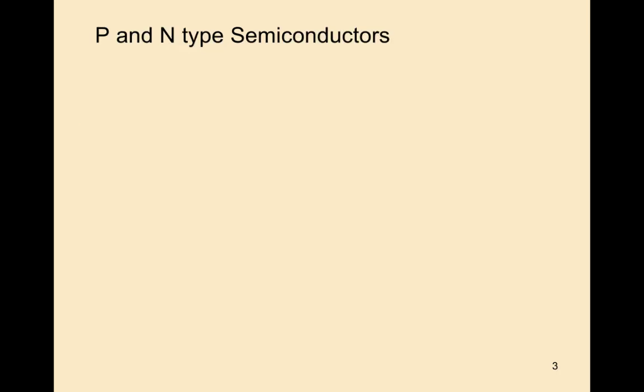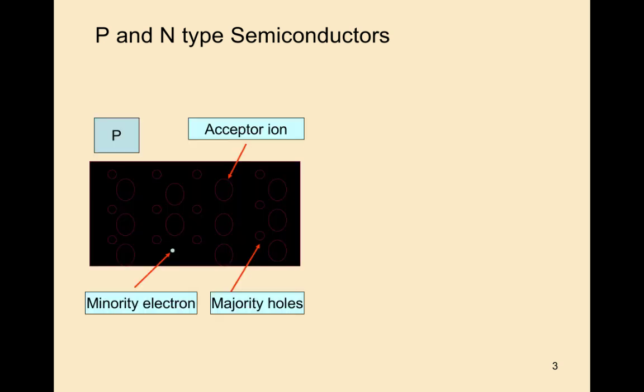P and n type. To form a p-n junction diode, we take a p type semiconductor and an n type semiconductor. By joining, that means by adding these two semiconductors, we will get a p-n junction diode.